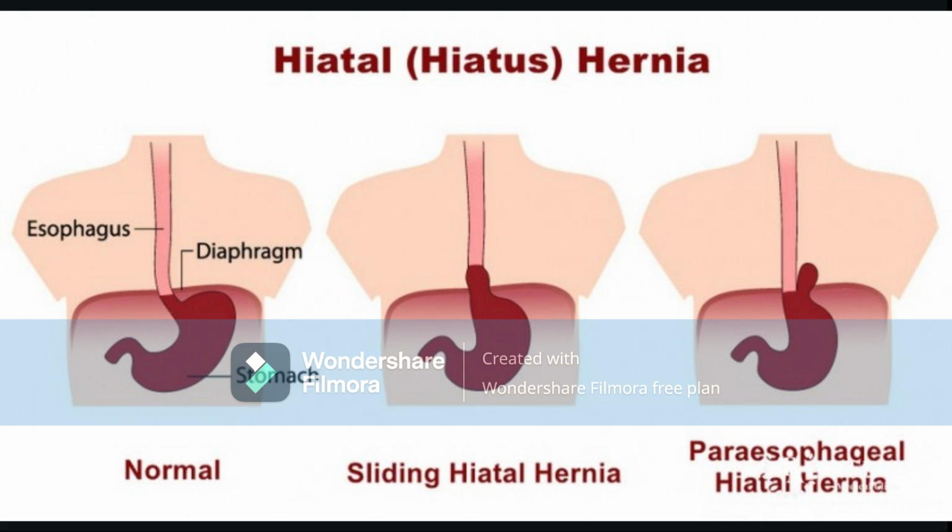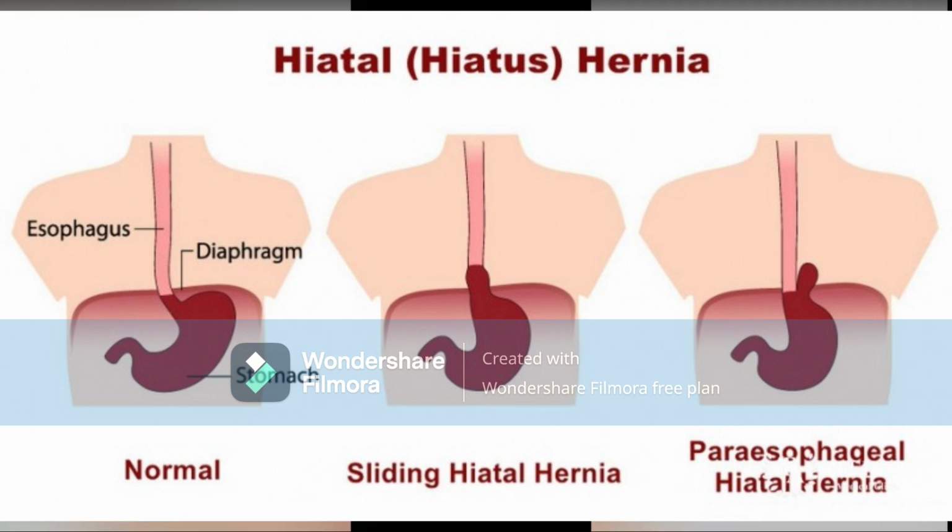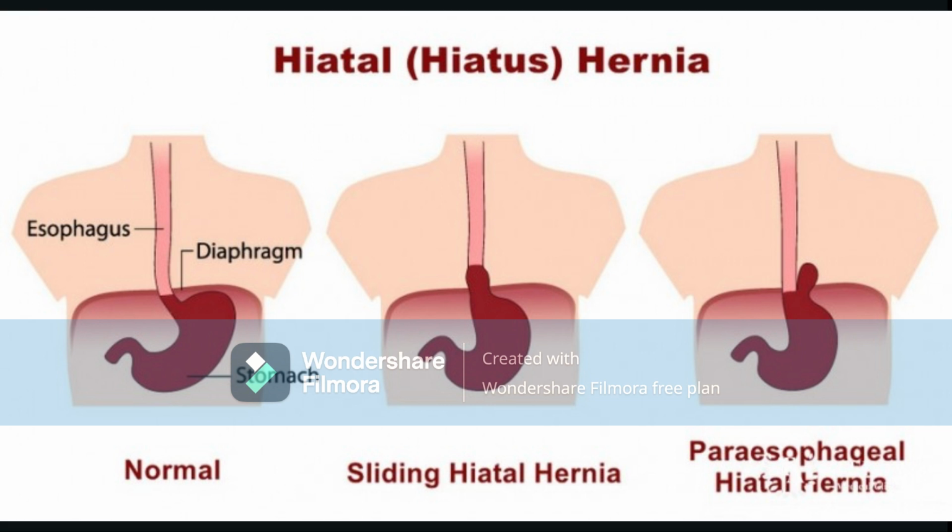And then for the paraesophageal hiatal hernia, now note this hernia has occurred through the esophageal opening. So for paraesophageal hiatal hernia, from the name, the cardiac end and the fundus of the stomach move parallel to the esophagus. That's the anatomy of the thoracic diaphragm.